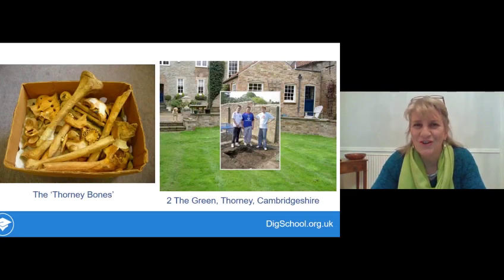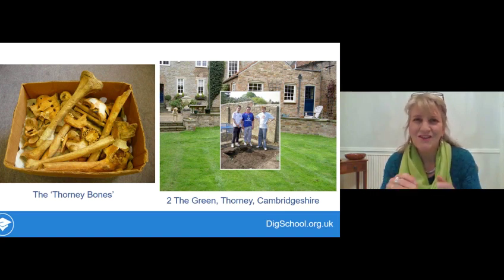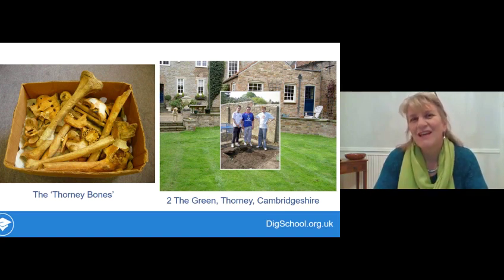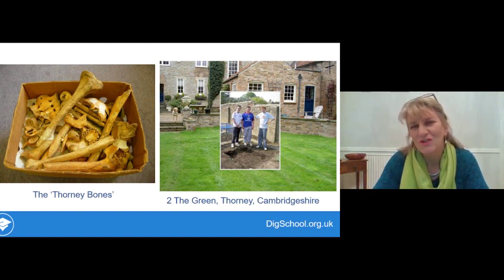So normally when archaeologists find collections of lots of human bones together, they usually come from a cemetery and they're usually skeleton by skeleton. But the Thorney Bones collection was very different. They had been dug up in a garden, the garden you can see here, and when they came to us, they were presented in a box, as you can see them there, just a collection of bones.